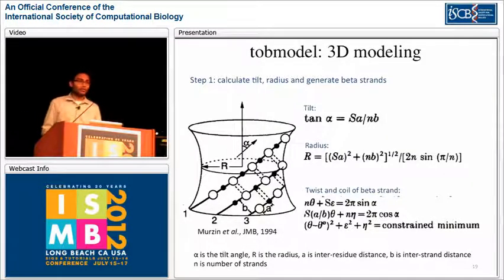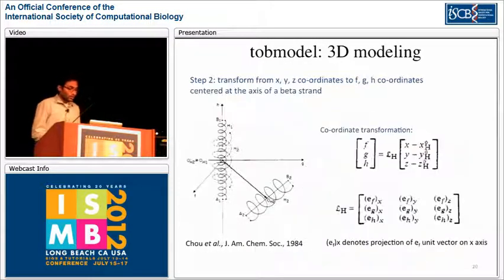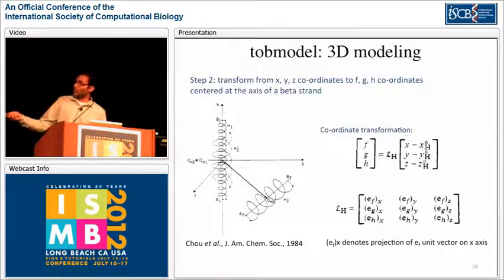We have done the tilt and the radius, and we try different strand numbers, and that's how we generate a lot of models. So you try different strands, different shear numbers, and you can get different values out of it, and then you get different models. Then that was the way to get strands, and you still have to arrange them in a kind of ideal barrel. And that's again a very old paper, 1984. So we just simply transform our coordinates from x, y, z to something like FGH coordinates. It's just a formulation where we choose one strand, and that is the center axis.